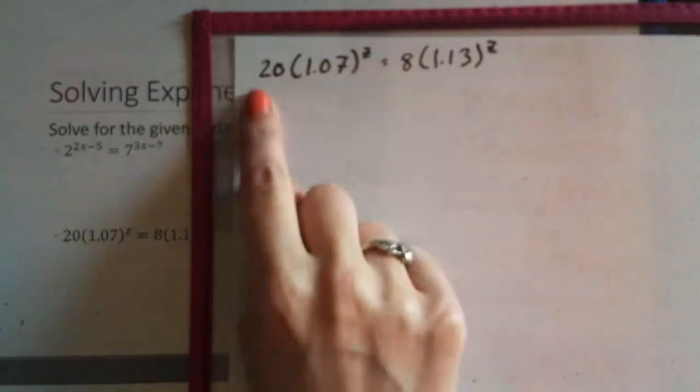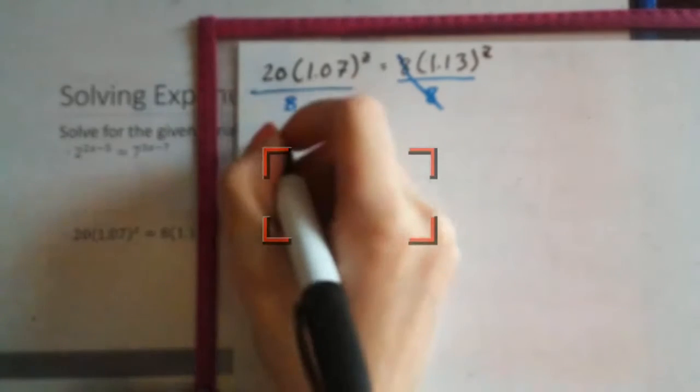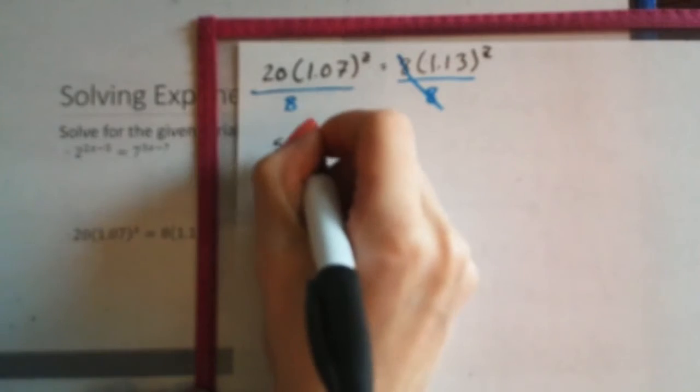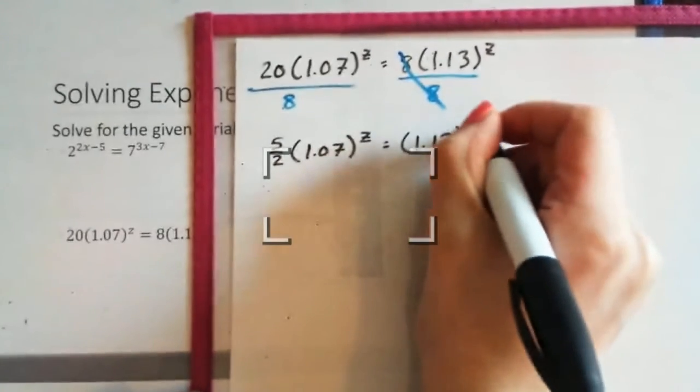Now there's like 100 different ways to get to the answer, but when I look at this, what I see is I have numbers on both sides, and I could make this at least a little bit simpler if I were to divide both sides by 8. That way, I don't have the extra number on the right. I only have it on the left. 20 over 8, I can divide the numerator and denominator both by 4, and I get 5 halves times 1.07 raised to the z power is equal to my 1.13 raised to the z power.